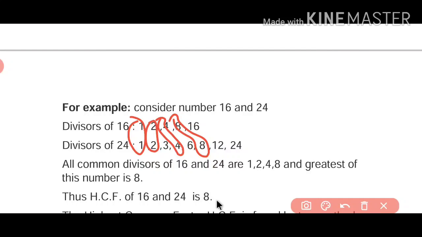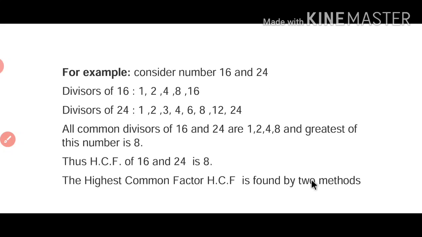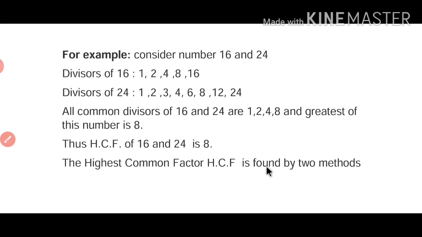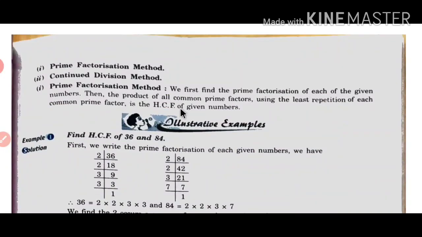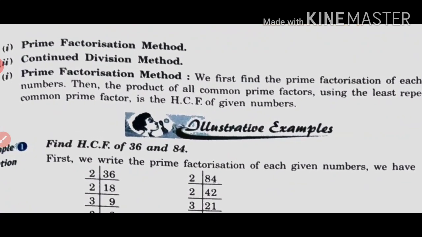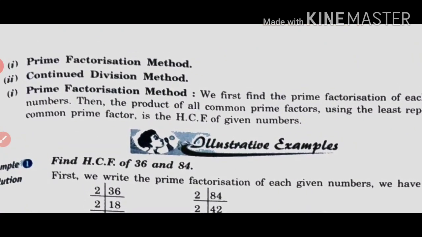This is the common method which we are using, by factorization. First we'll find the factors of the given numbers. After that we'll find the highest common factor. The highest common factor we can find by two methods. There are two different types of methods. The first method is prime factorization and the second is the continued division method.